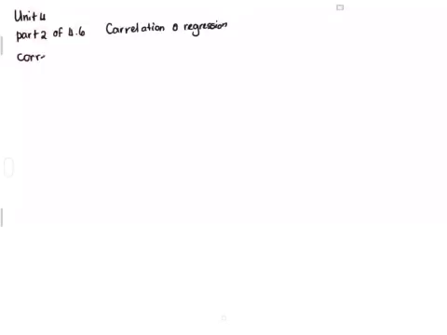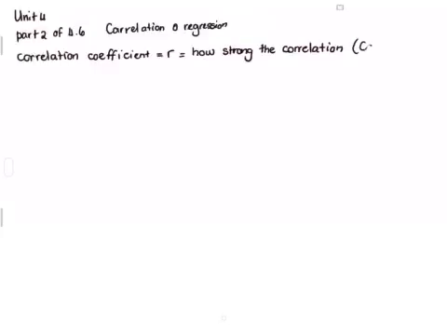Okay, so the correlation coefficient is labeled R, and it tells me how strong or weak and positive or negative the correlation is between those two things. And you need to work this out on your calculator.